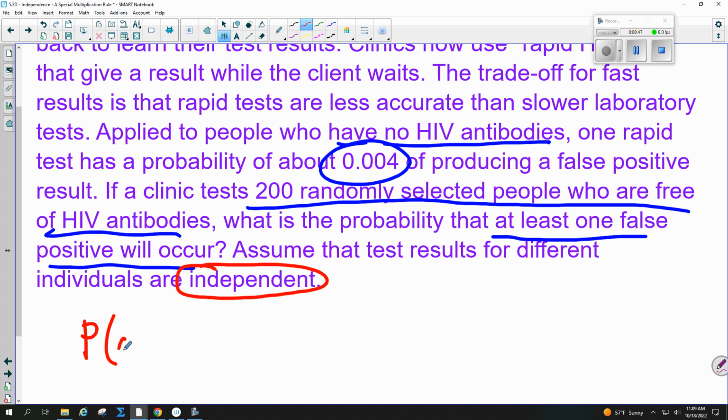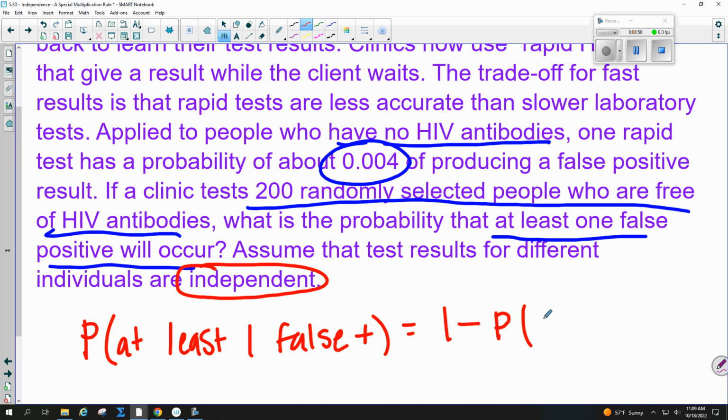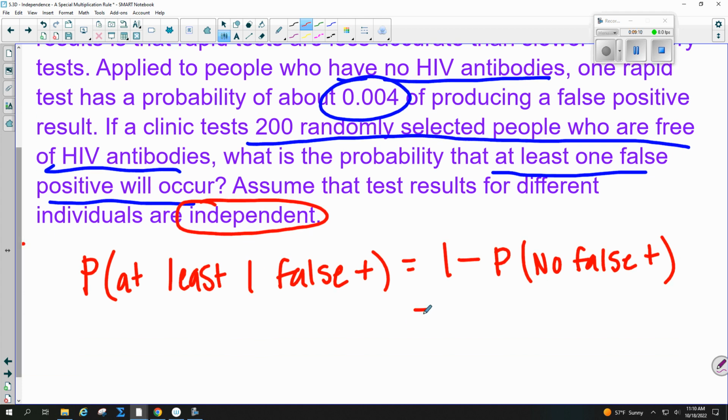At least 1 what? There you go. We're looking for at least 1 false positive test result. That would be 1 minus the probability of none. But what does none mean? No false positives. All right? Okay. So I'm going to do 1 minus. I want no false positives in all 200 people. This is the probability of getting a false positive. What's the probability of not getting a false positive?